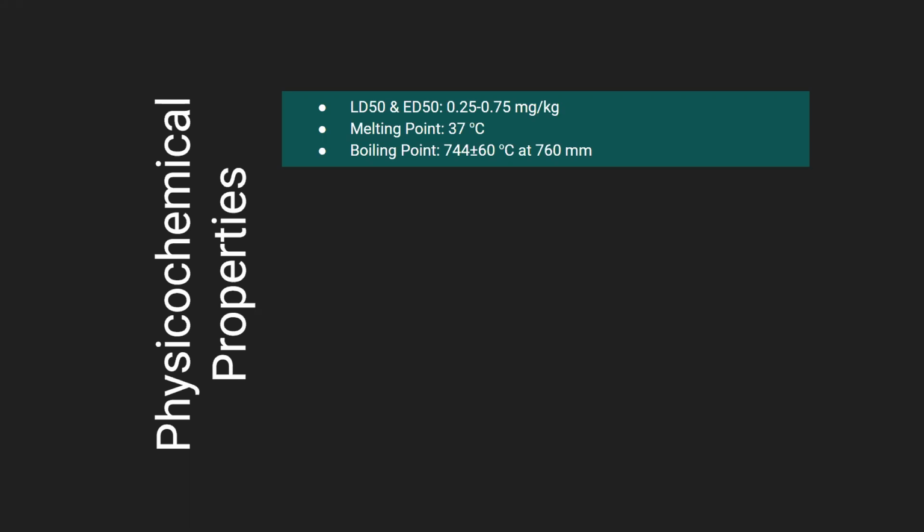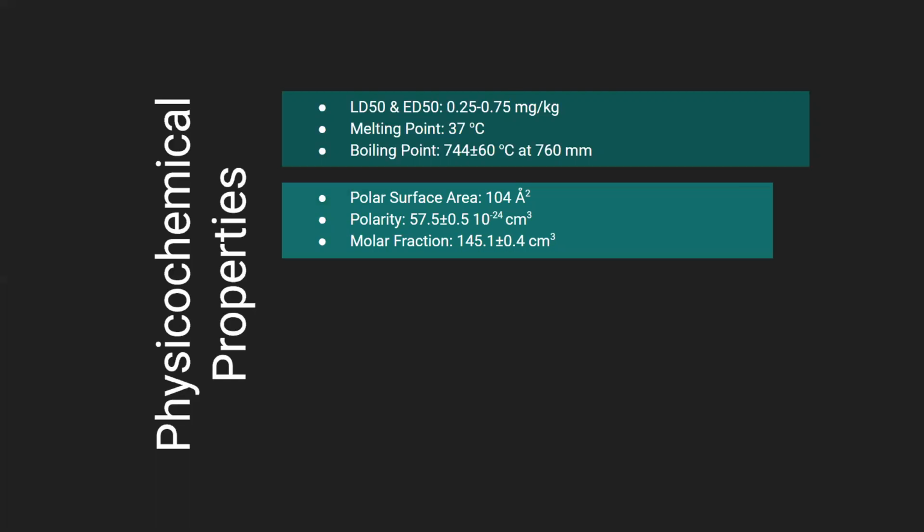The physical-chemical properties of curare are also defined by NCBI. Its boiling point is about 744 plus or minus 60 degrees Celsius at 760 mmHg. Its melting point is about 37 degrees Celsius. The toxin has a polar surface area of about 104 angstrom squared, with a polarizability of 57.5 plus or minus 0.5 times 10 to the power of negative 24 cubic centimeters. Also, the molar volume is around 145 plus or minus 0.04 cubic centimeters. The vapor pressure is about 0.0 plus or minus 2.6 mmHg at 25 degrees Celsius, with a density of 1.3.